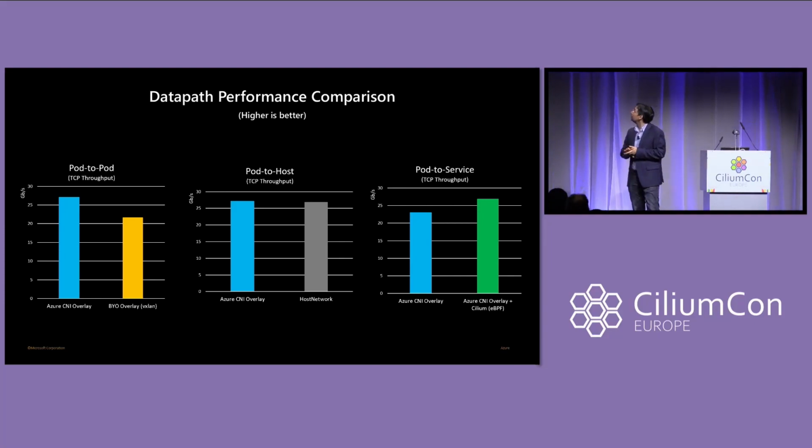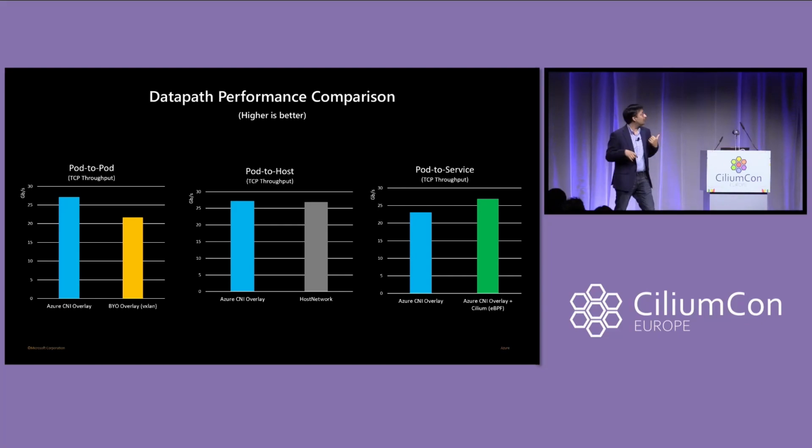The graph in the middle shows the performance of Azure CNI overlay compared to Azure host networking. So if you were to send traffic without any encapsulation, without any overlay, you get the native host performance, and Azure CNI overlay performs at par with what you will get with the host.